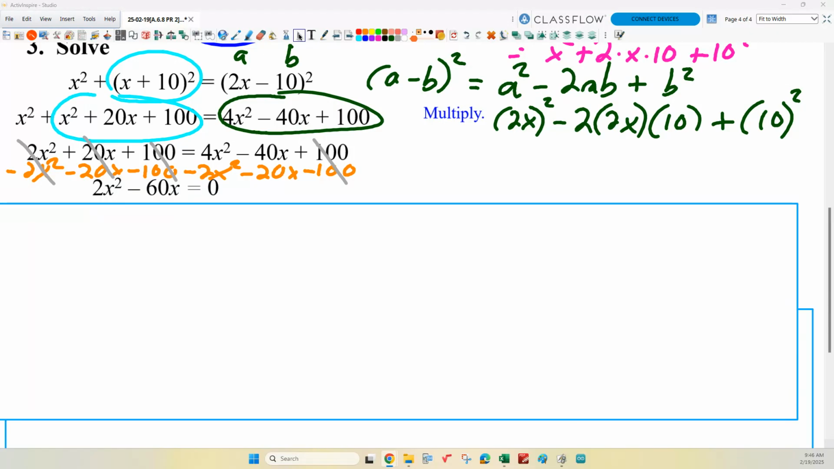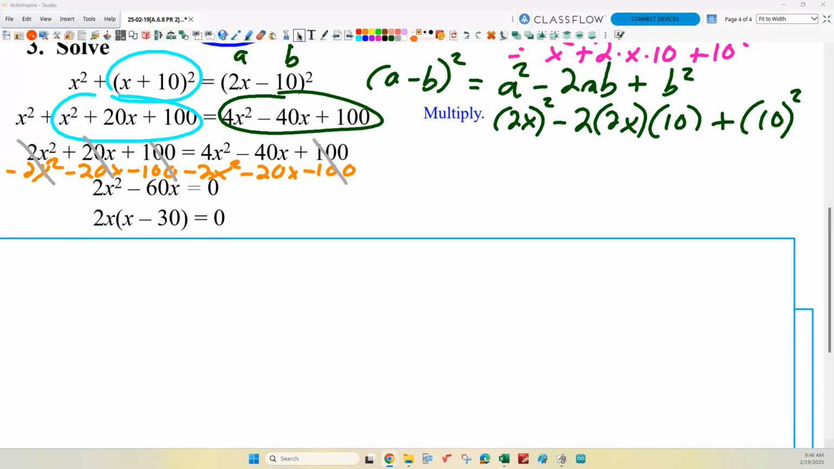Well, what do I do? What do I always do? Greatest common factor. What could I undistribute from that? 2x. Yeah, if I undistribute 2x, 2x times x gives me 2x squared. 2x times negative 30 would give me my negative 60x. So that's what I get, right? My leftover would be x minus 30. Show me with your fingers, how many factors do I have on the left side now? 2. First one is 2x. Second one is x minus 30.